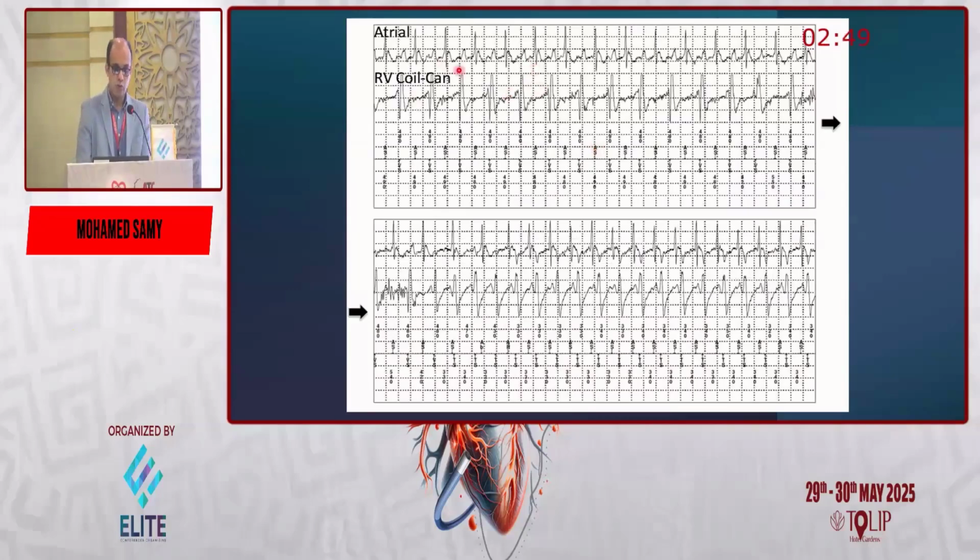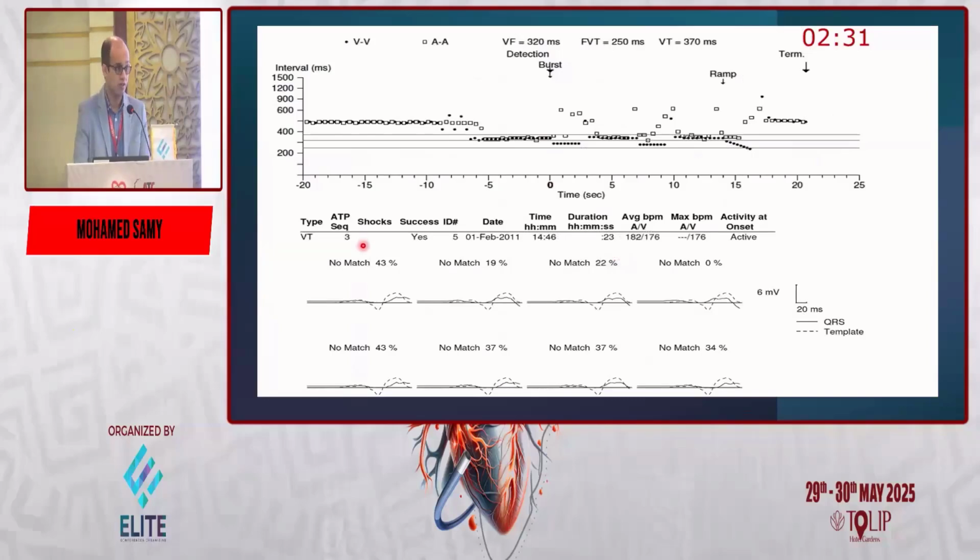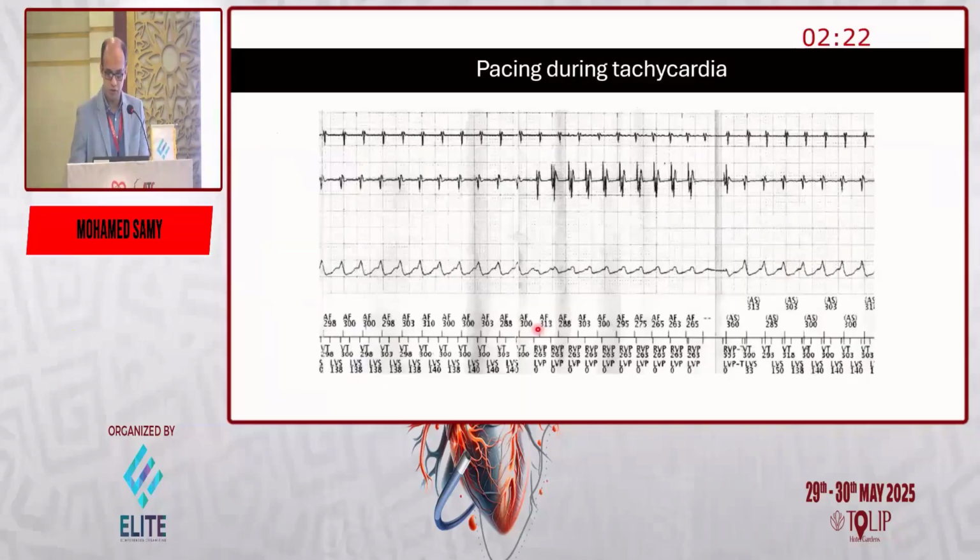Here we can see a one-to-one relationship, and this is atrial tachycardia during stress, and then A. Now we have VAV with one-to-one conduction. The next step will be morphological discrimination, and this is what the device did. And on morphology, which Dr. Musallami mentioned, we didn't get much, so the device will treat it as ventricular tachycardia.